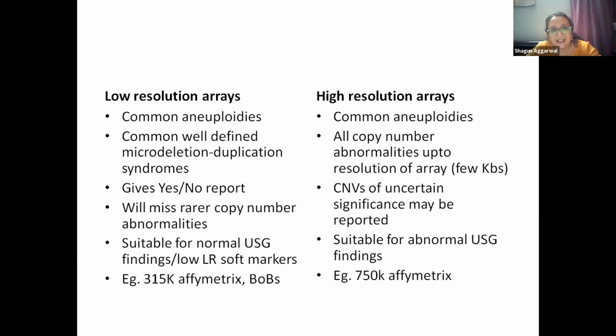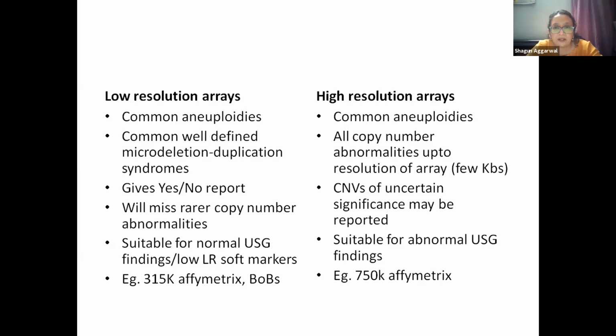So in the arrays also now, you would have so many companies coming to you, and you have these different types of arrays being offered. So how to choose between them? Usually we can divide them into the low resolution arrays and the high resolution arrays. The low resolution ones look for aneuploidies and common well-defined microdeletion, microduplication syndromes, and are usually able to give us a clear-cut yes or no report.